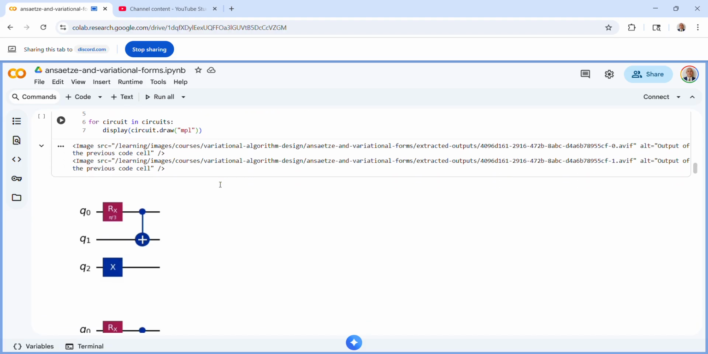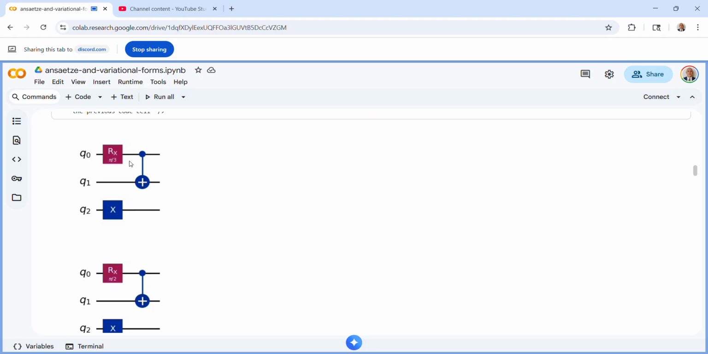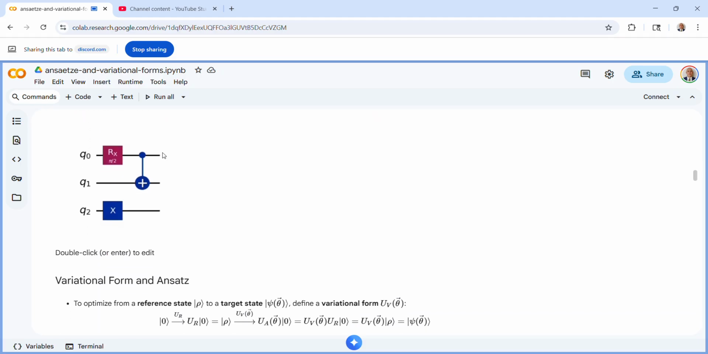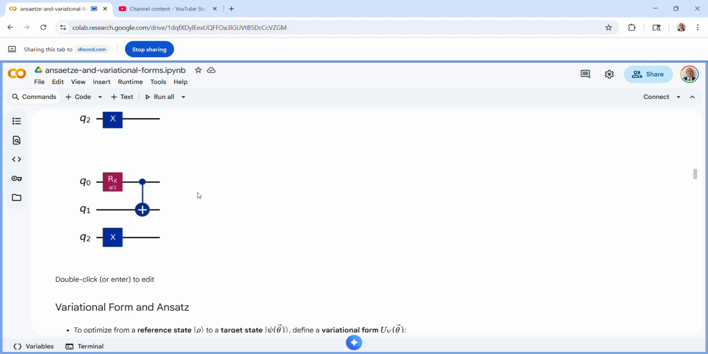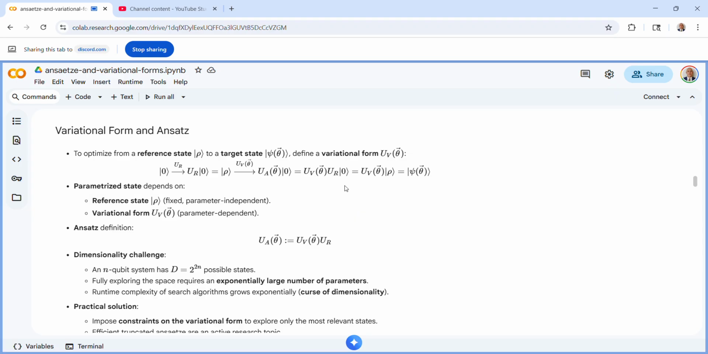So whenever I draw my circuit, I see that here I applied pi over 3 radians, here I applied pi over 2 radians. I can apply different angles to these via those parameters. We're leaving ourselves a knob that we can tune to affect what the output of our circuit is. So we take our reference state where we encode our information in, and we want to get to our target state. For that, we have to pass it through the variational form, which is our ansatz.